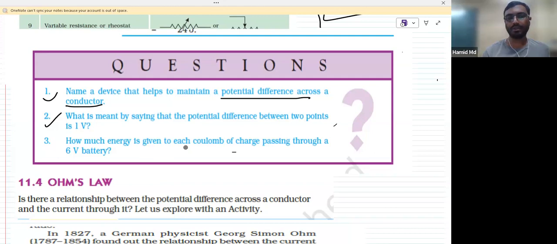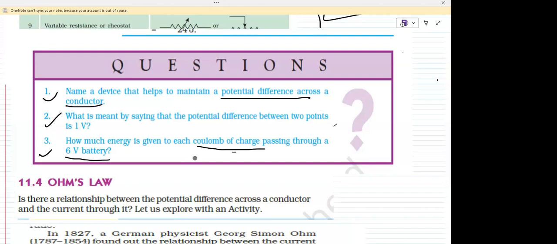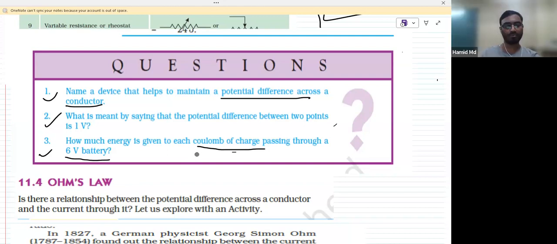How much energy is given to each coulomb of charge passing through a battery of 6 volt? Here is each coulomb. How much energy is given to this? So we have a battery of 6 volt. Then how much work do we have to do? Jaslyn, we did this yesterday in the last class. Do you remember anything? Yes, sir, we did this question. So how did we do that?